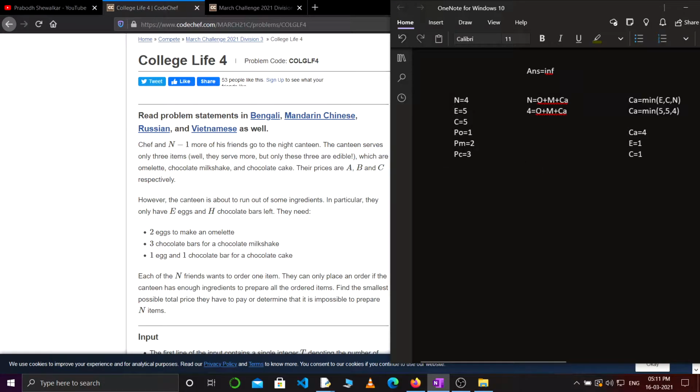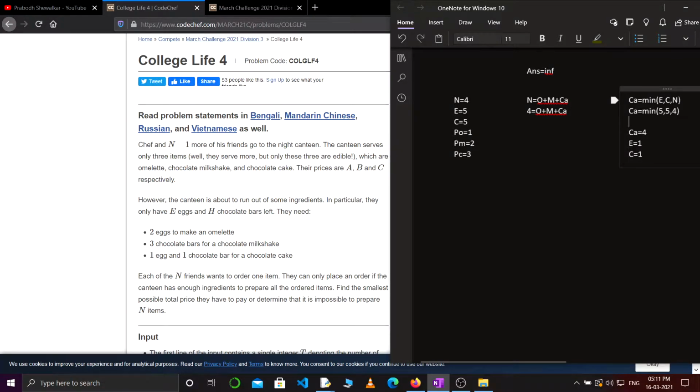So as I said earlier, we will fix the number of cakes that we will be buying, right? So initially we'll try to buy the maximum number of cakes. So the maximum number of cakes will be equal to the minimum of available eggs, available chocolates, and the number of items that we have to order. We can understand why E and C, because for making the cake we require 1 egg and 1 chocolate. So maximum we can make the minimum of eggs or chocolates, right?